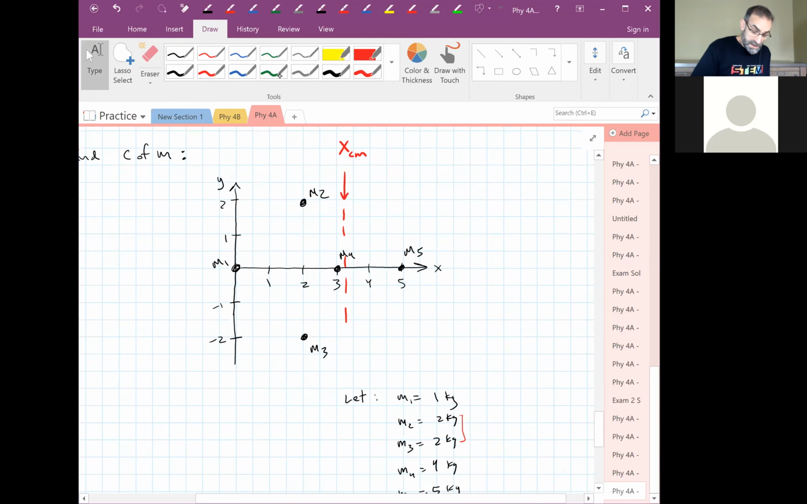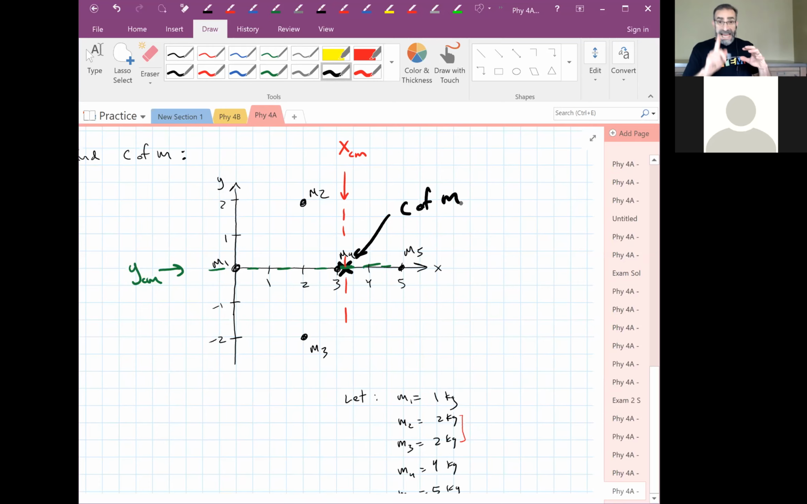That means somewhere on this line is the y center of mass. It's where they intersect, right? Right there is the center of mass of my system of 5 particles. If they were connected by massless rods, that is where we would balance it. That's the balance point.